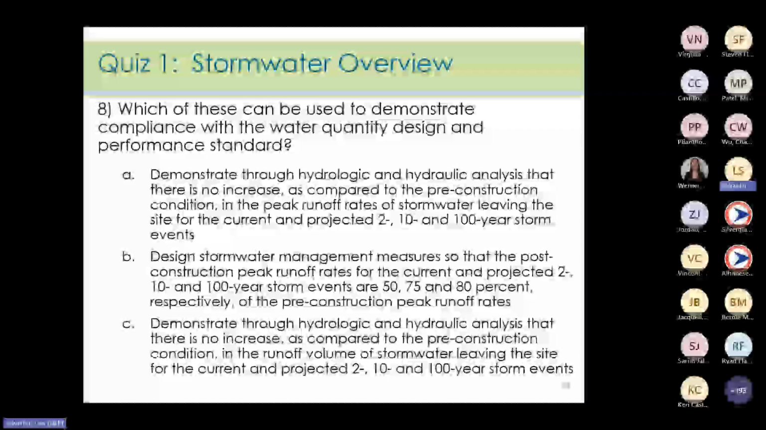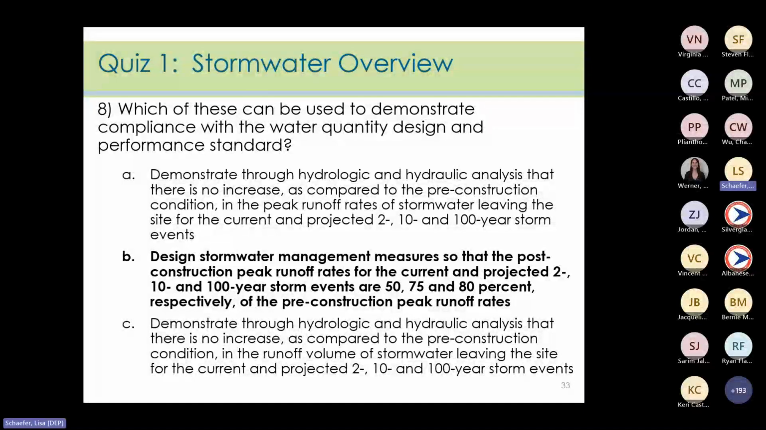Question 8. The answer is B. Design stormwater management measures so that the post-construction peak runoff rates for the current and projected 2, 10, and 100-year storms are 50, 75, and 80% respectively of the pre-construction runoff rates.